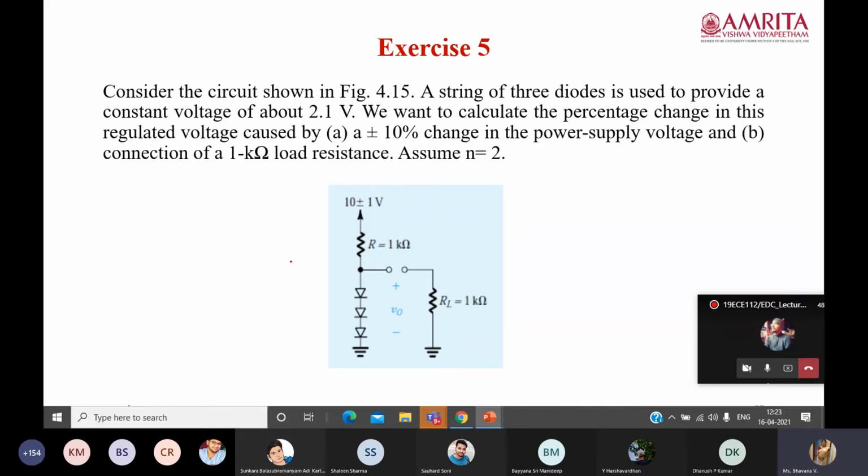What is this indicated? What do you mean by this one? Open. Reverse diode. Whenever not diode, there is nothing. We have a load resistor. As and when required, you can just connect it. If you don't want, you don't connect it. Got it? Connection of a 1 kilo ohm load resistor. That time you have to short it.